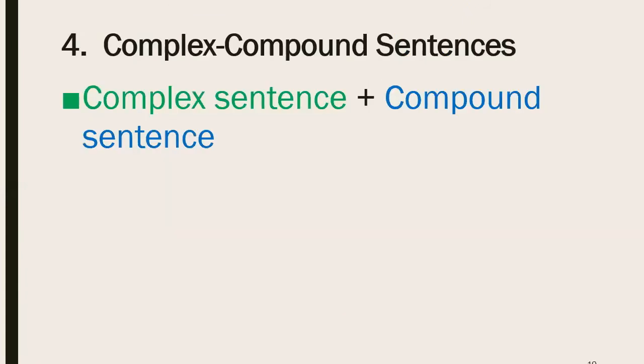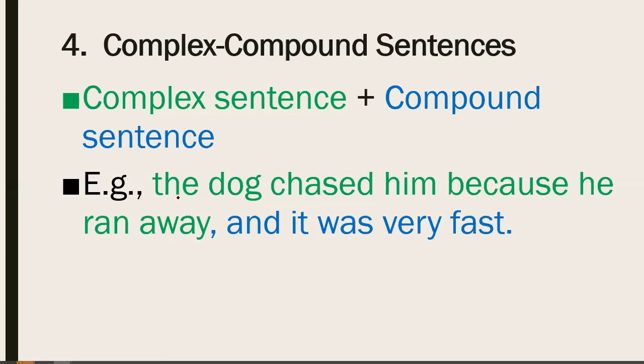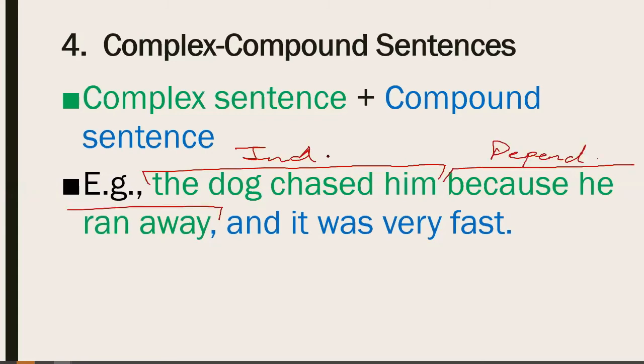Last one. So a complex compound sentence is, you know, you guessed it, a complex sentence plus a compound sentence. And it can also be a complex sentence plus a complex sentence with a coordinating conjunction in the middle. So the dog chased him. So this is the independent clause, boom, right here, independent. And this is the dependent clause, because he ran away. So this is dependent. And this, the green color is a complex sentence.